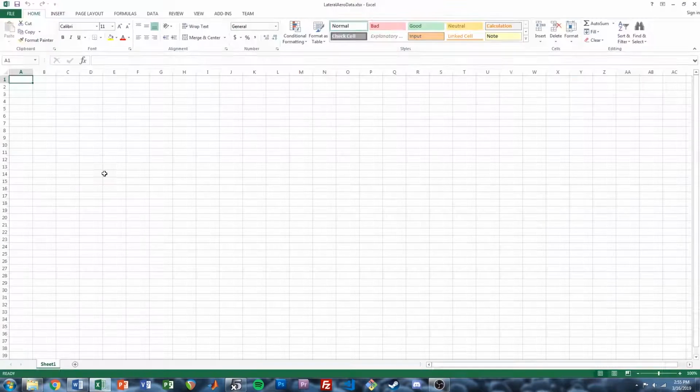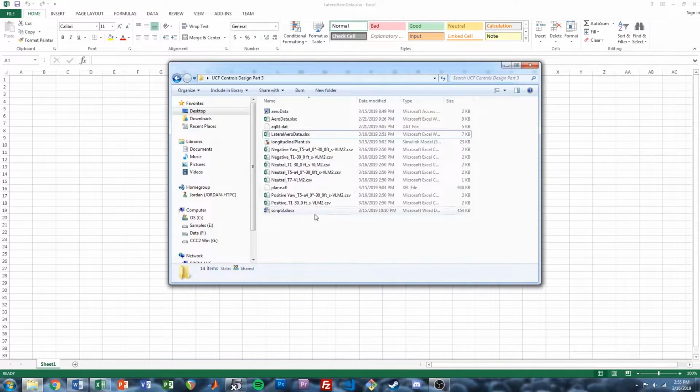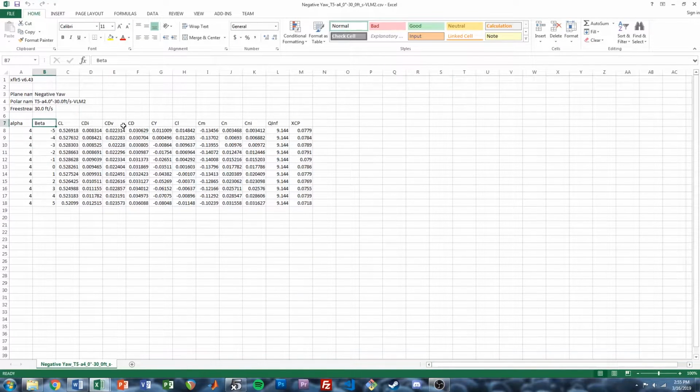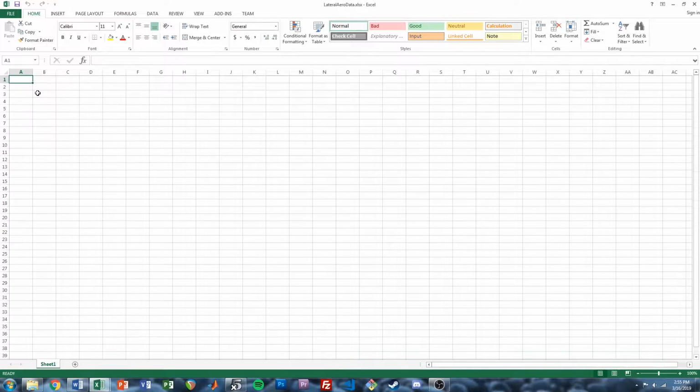We'll open this up. Okay, so I've got the lateral data open here. It's just a blank spreadsheet. I'm also going to look at what we have for our individual data files. So if I open up the negative yaw, we've got alpha, beta, and the ones we're going to be interested in are CY, C little l, C little n. So let's see. I know I'm going to have beta, rudder, and then CY, CL, and CN.